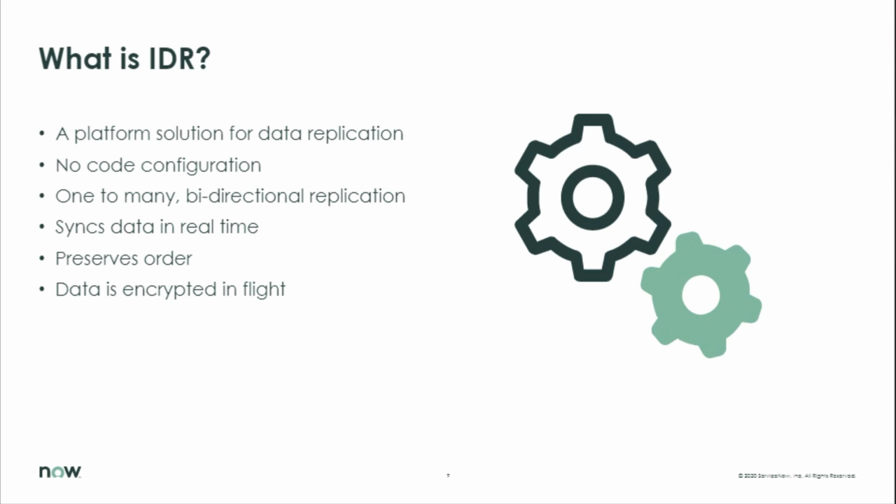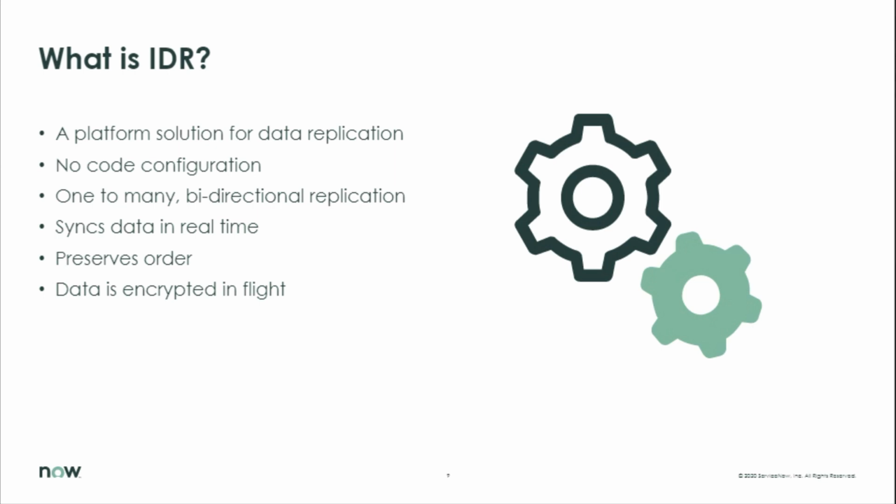It preserves the order. So if there are changes on one instance and changes on another, maybe to the same record, it knows that this one was changed at this particular time, then this one. That way the order of your data is properly updated, because that could easily get out of sync if it wasn't. And the data is encrypted in flight. So all of it is encrypted from one instance to the other, and you don't have to worry about prying eyes looking at your data and accessing it. So keep that in mind.